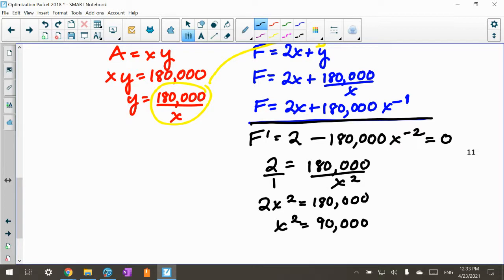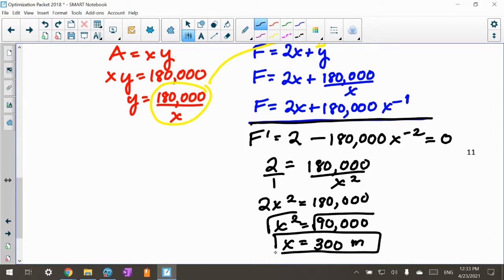Okay, then I'm going to take the square root of both sides, and truly it's plus or minus, but since we're talking fencing, we only need to look at the positive. So X is going to be 300, and this was in meters. It's going to be 300 meters.